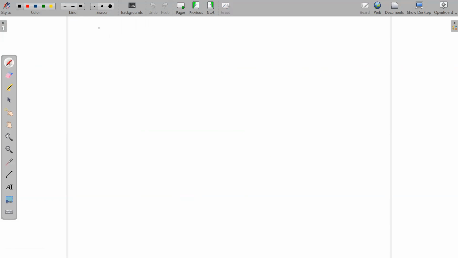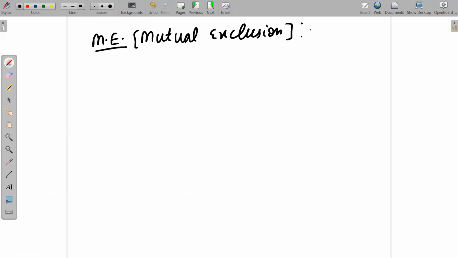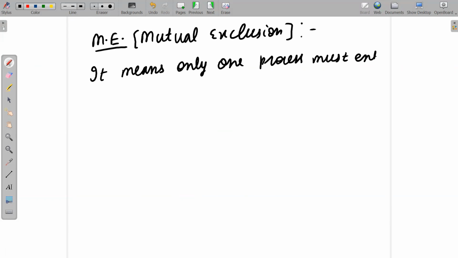First we have to explain the definition of mutual exclusion. ME means mutual exclusion. So what is mutual exclusion? Mutual exclusion is very simple. It means only one process must enter into its critical section at a time. Only one process must enter in its CS at a time.